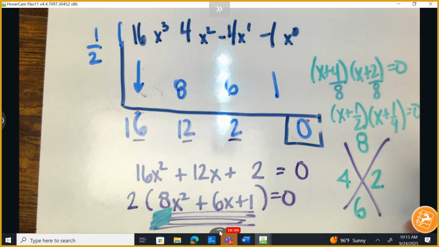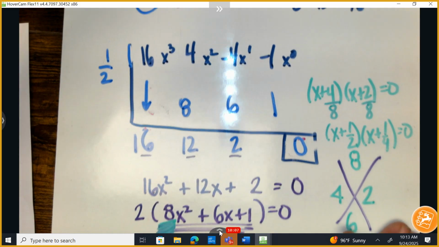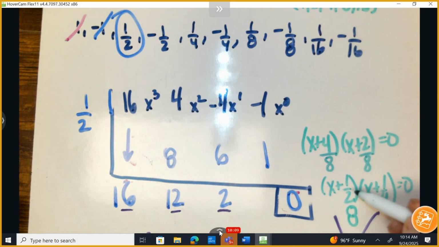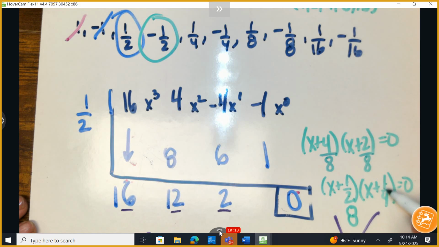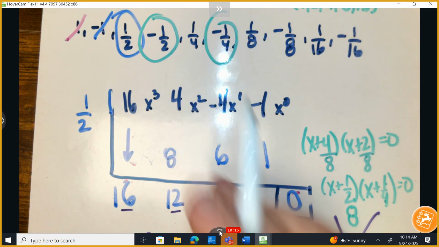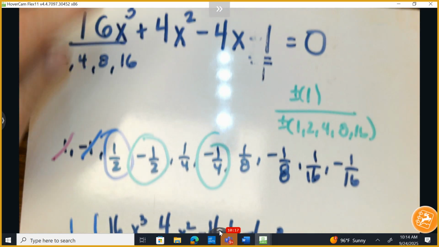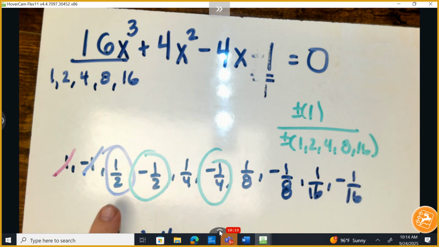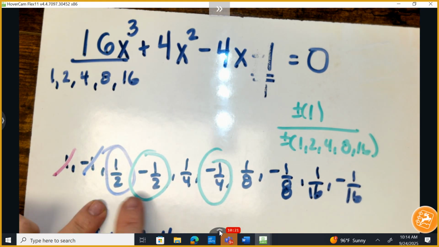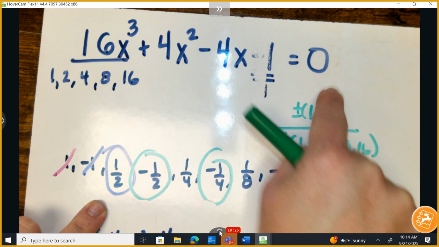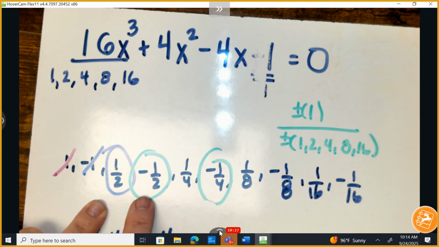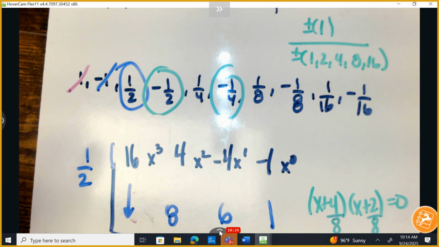Now, how is that going to help me in deciding my solutions? Well, let me bring this back here again. Opposite of positive 1/2 is negative 1/2. Opposite of positive 1/4 is negative 1/4. I have 3 solutions for this polynomial equation. Here they are. I could take any one of these, and when I substituted in for x, I did the math, it would equal 0. Or if I graphed this, I'd find the x-intercepts at these locations.